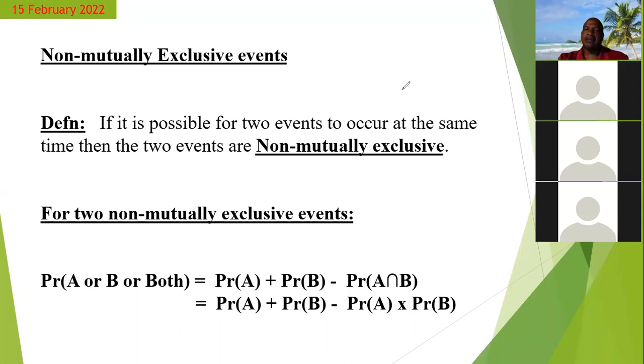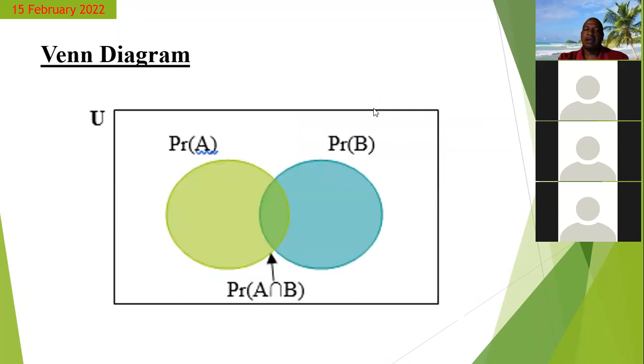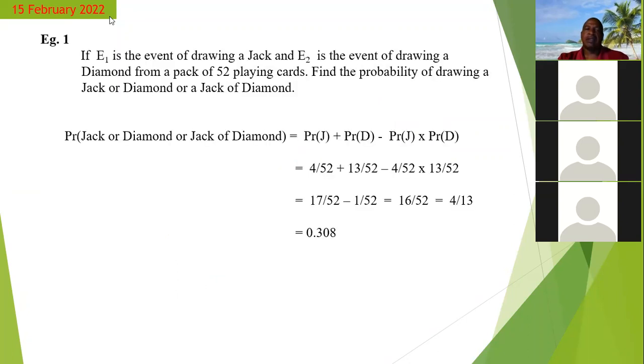All right, let's see if we can look at an example relating to that. This is the Venn diagram here, and let us see what this example is saying. In this example, if E1 is the event of drawing a jack and E2 is the event of drawing a diamond from a pack of 52 playing cards, find the probability of drawing a jack or a diamond or a jack of diamonds.